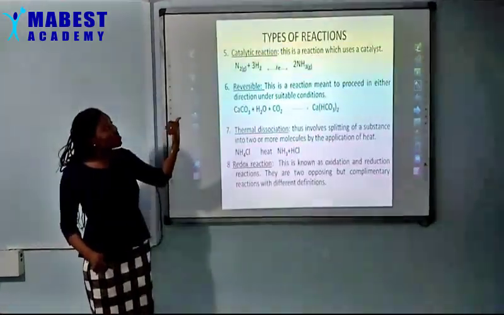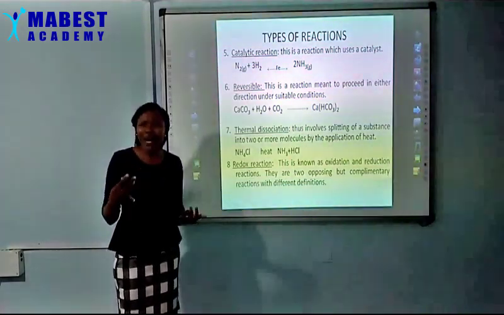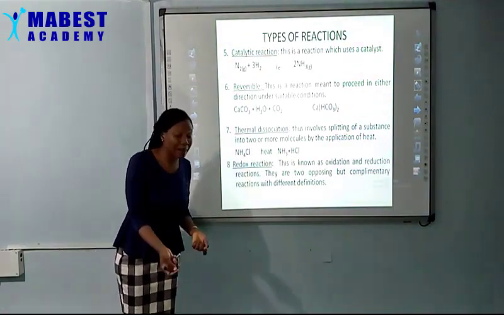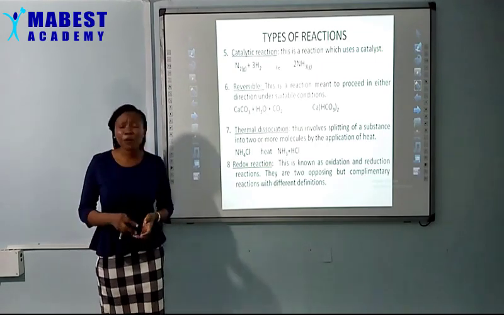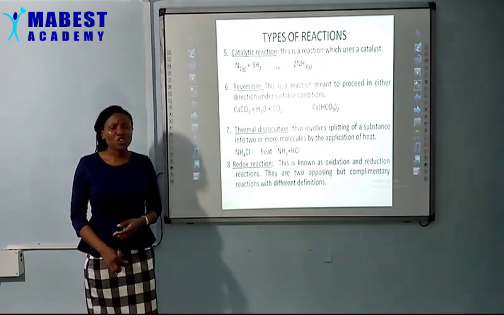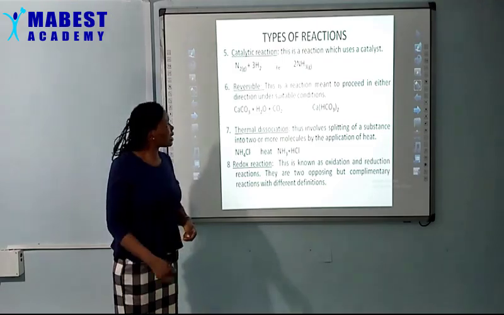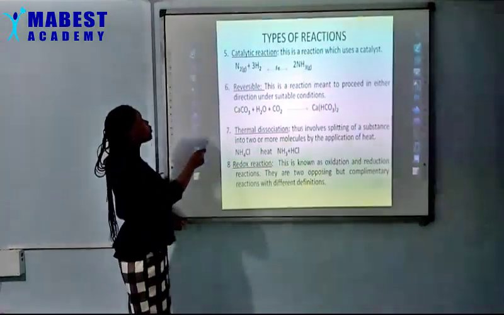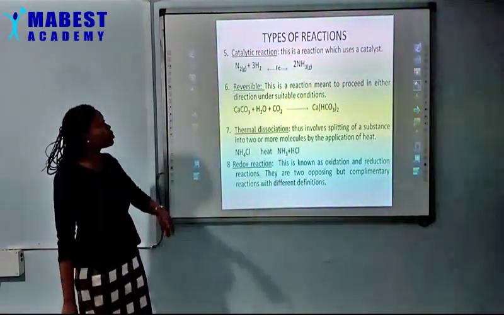The catalyst used there is iron. While in the preparation of margarine from vegetable oil, hydrogen is used as a catalyst, and even the preparation of oxygen uses manganese(IV) oxide. There are other reactions that use catalysts. Another type of reaction is the reversible reaction.